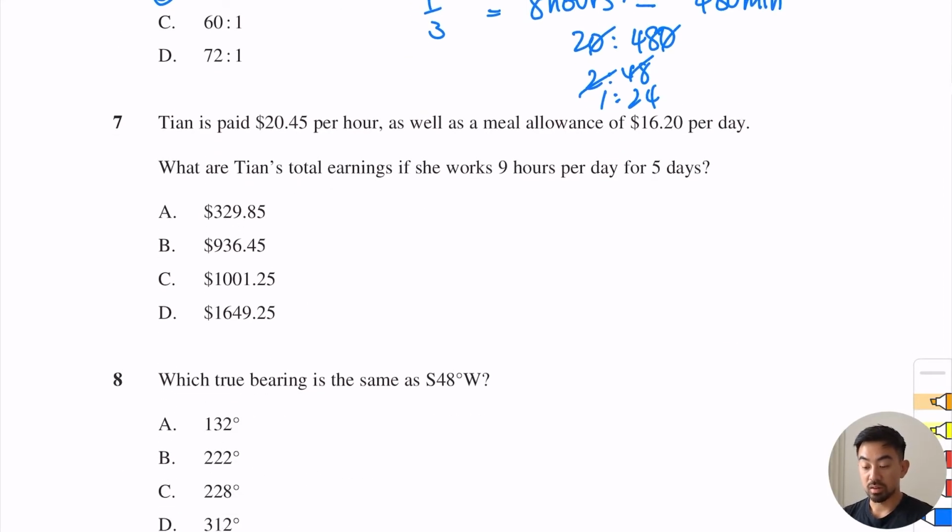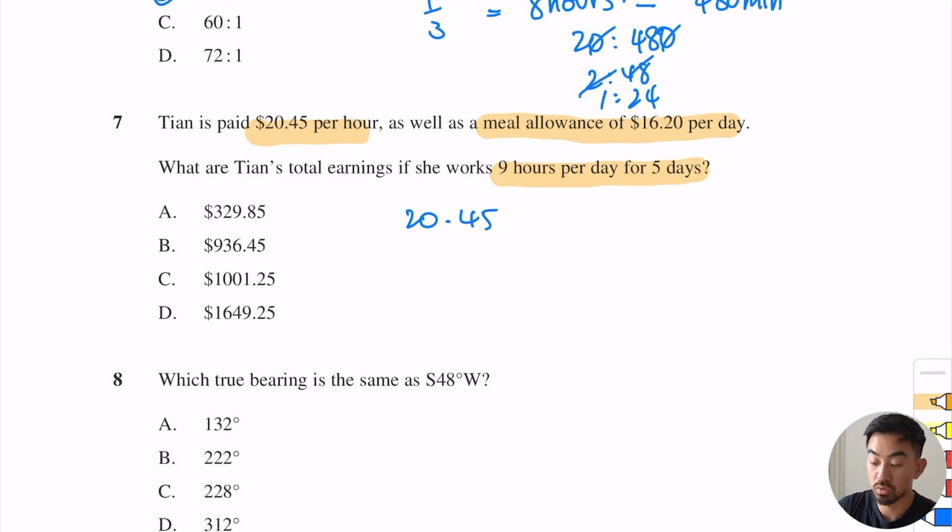7, Tian is paid $20.45 per hour as well as a meal allowance of $16.20 per day. What are Tian's total earnings if she works 9 hours per day for 5 days? Okay, seems pretty straightforward. That much per hour for 9 hours for 5 days, and she gets a meal allowance. So working this out, for one day, she's going to be $20.45 per hour times 9 hours. And I need to add $16.20 for the day.